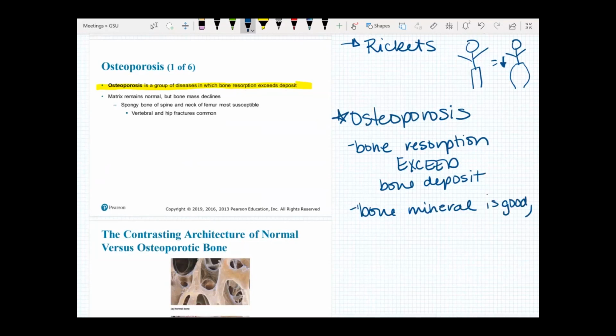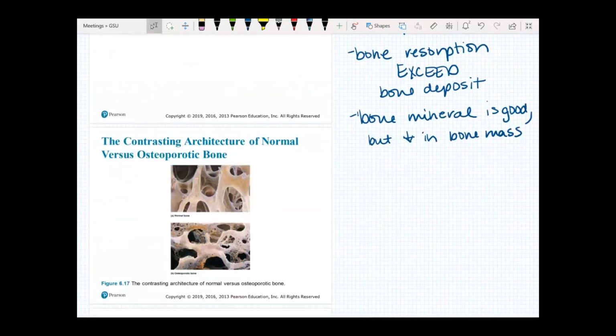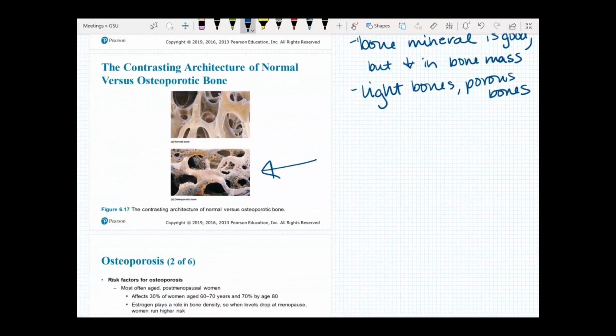However, what it will actually do is decrease the bone mass. So you've broken down a bunch of bone, but you have not replaced it. That's what we mean by bone mass. Essentially, bone resorption is exceeding bone deposit. You're going to get spongy, very light bones. But not only will you have light bones, you will have porous bones. This is what is known as osteoporosis when you look at it under the microscope. So this is what you see right here with all of the little holes in these pieces.